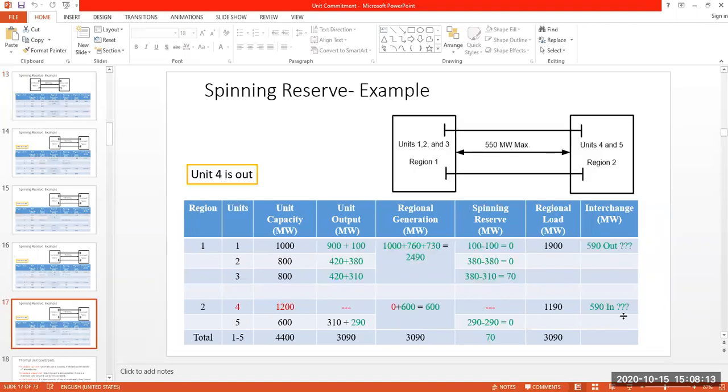Okay. So now the interconnection cannot carry more than 550. That is the critical number. My interconnection is designed to have a capacity of 550 megawatt. So if unit 4 is out, your current spinning reserve, although it is sufficient, is not supported by your network or interchange. Do you get the point?